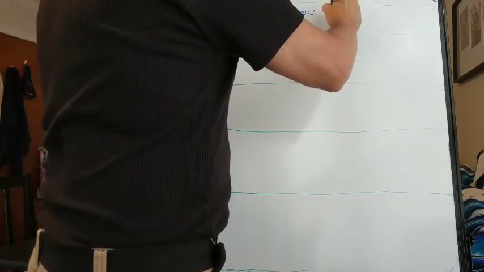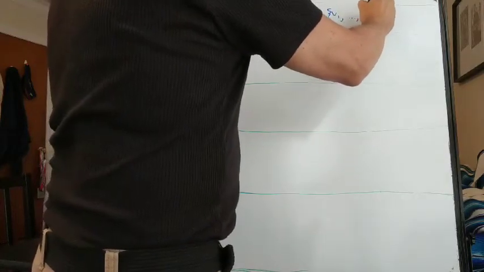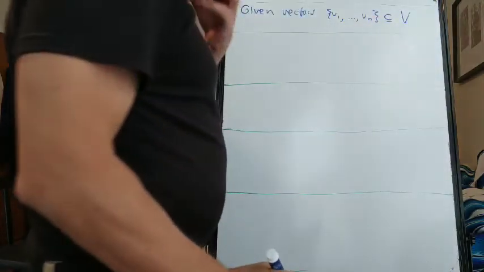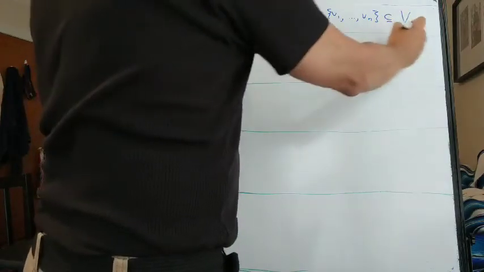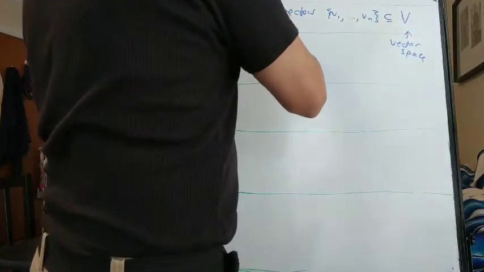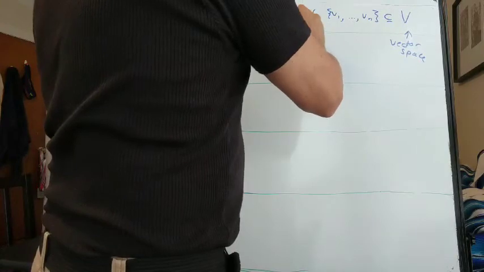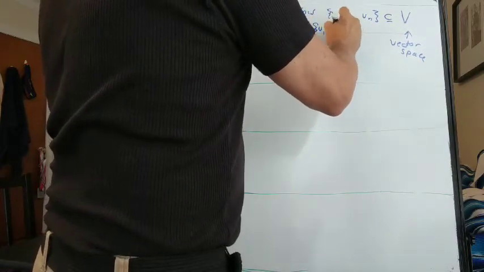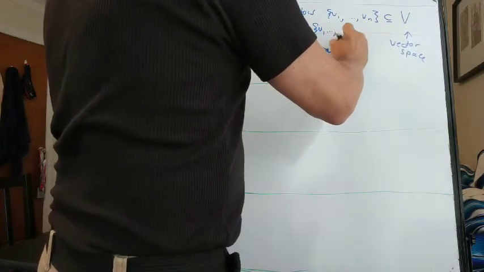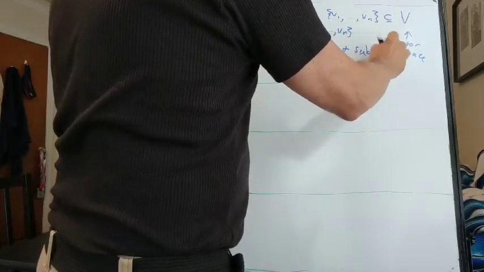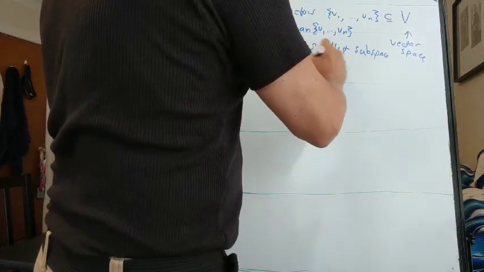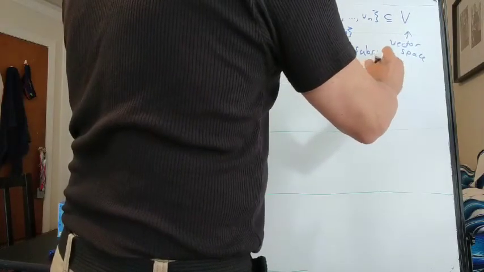So if we're given vectors, let's say v1 through vn, inside of some vector space V, we define the span of v1 through vn to be the smallest subspace of V containing v1 through vn.